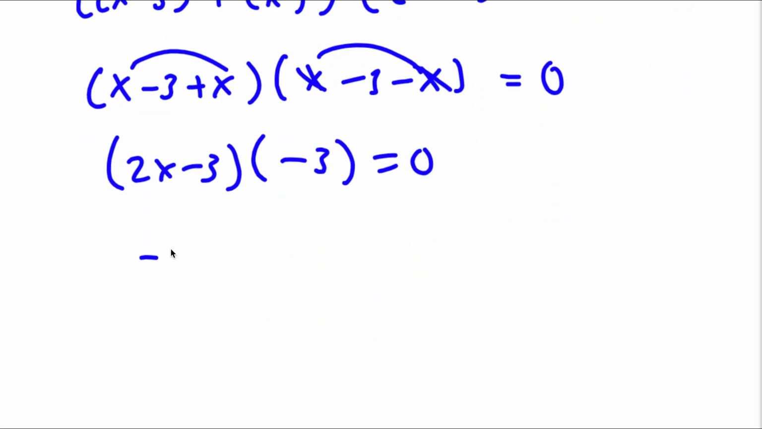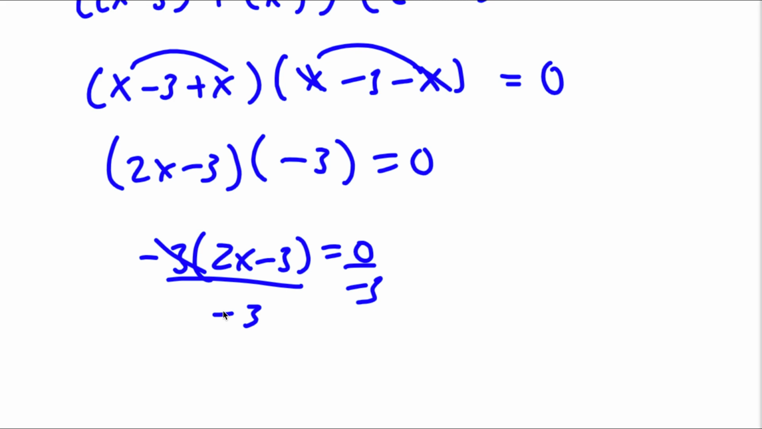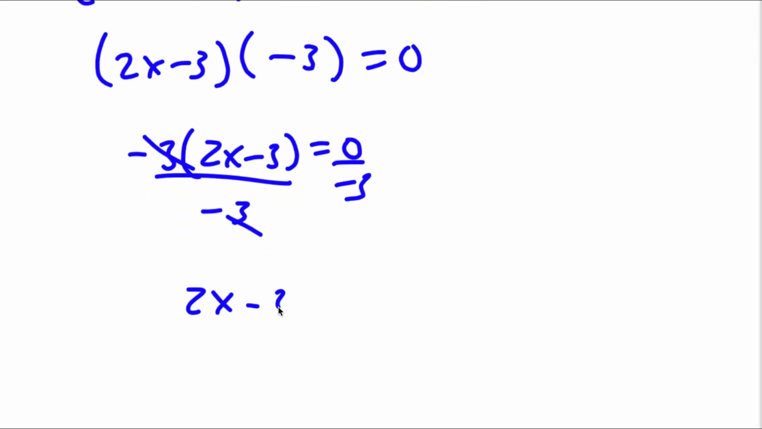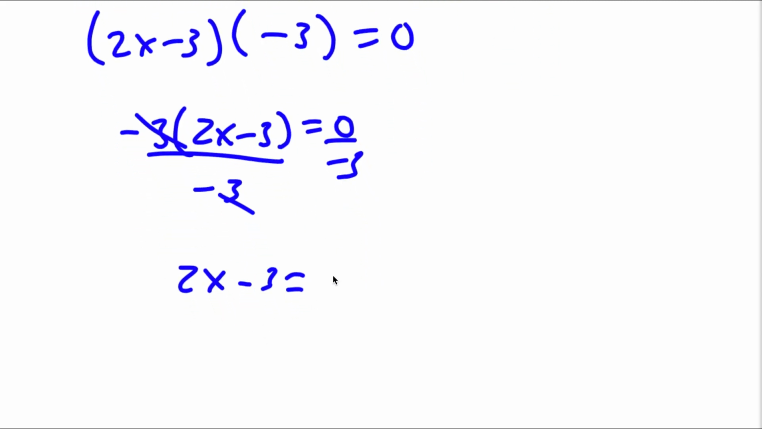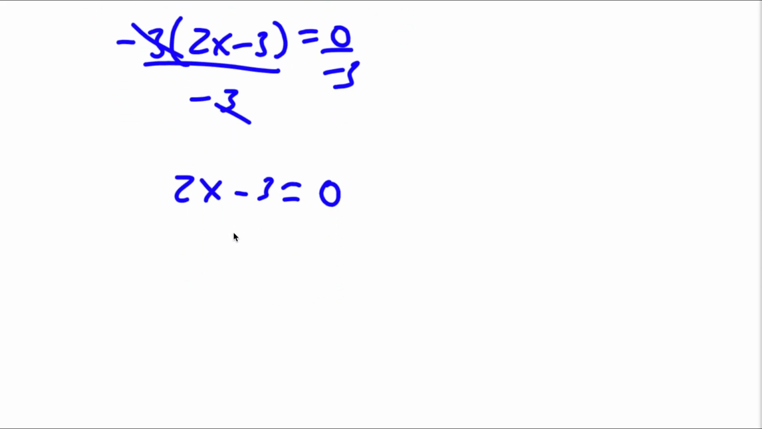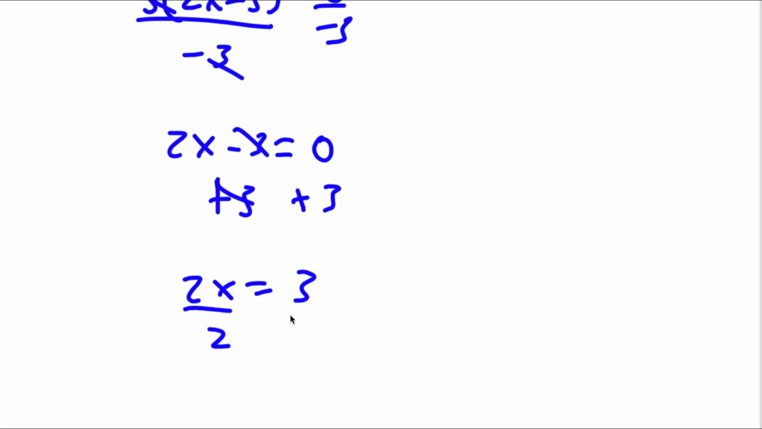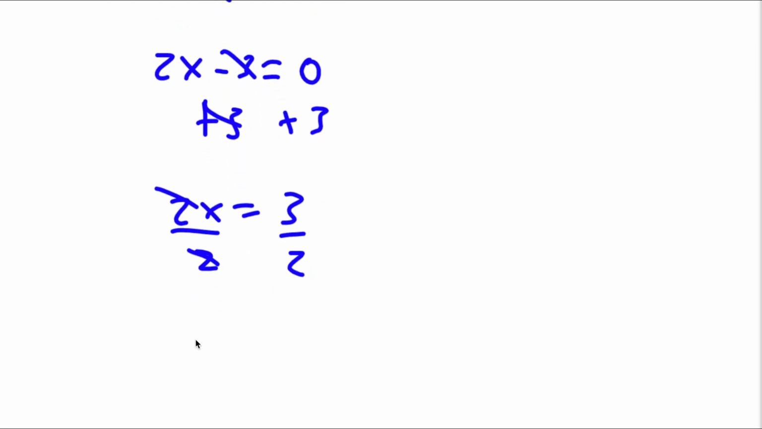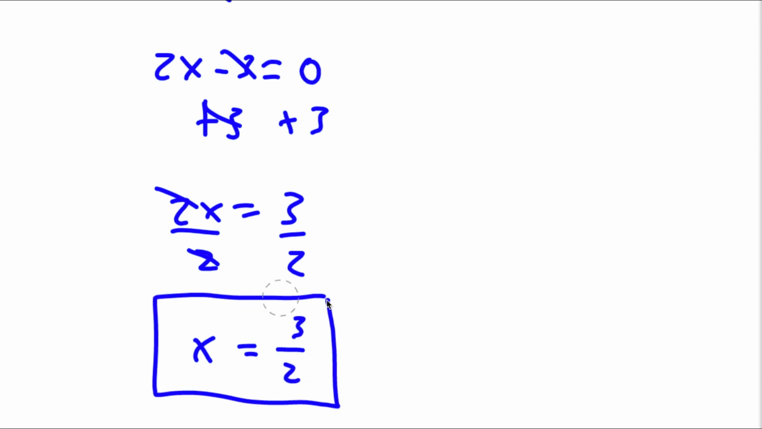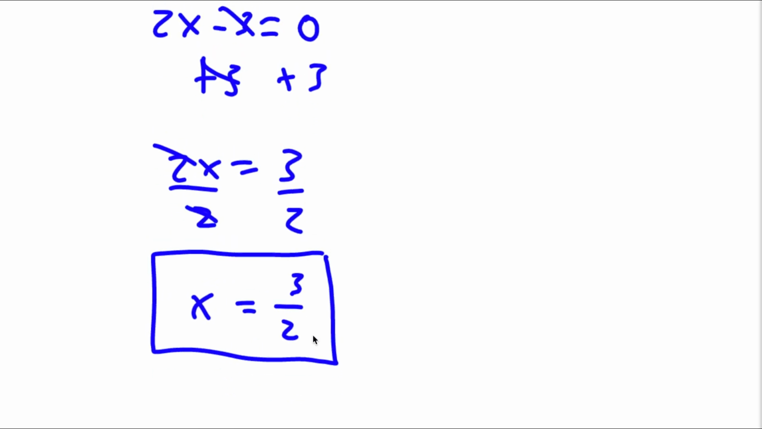Now we can rewrite this as negative 3 times (2x minus 3) is equal to 0. Now if I divide both sides by negative 3, these two cancel out, and I'm left with 2x minus 3 is equal to 0 divided by negative 3, which is 0. Now I can add 3 on both sides, so these two cancel out. Now I have 2x is equal to positive 3. And now if I divide by 2 on both sides, I'm left with x is equal to 3 over 2. So that is our value of x.